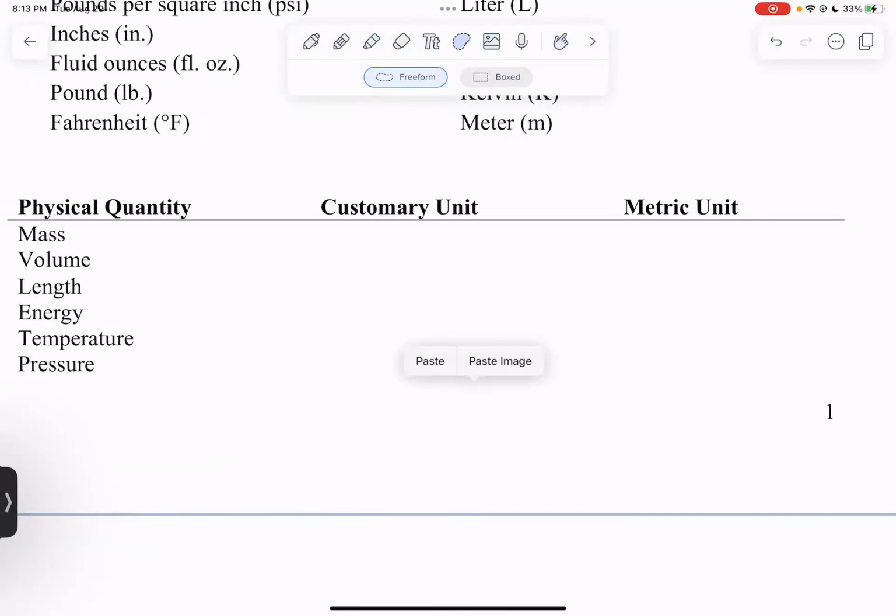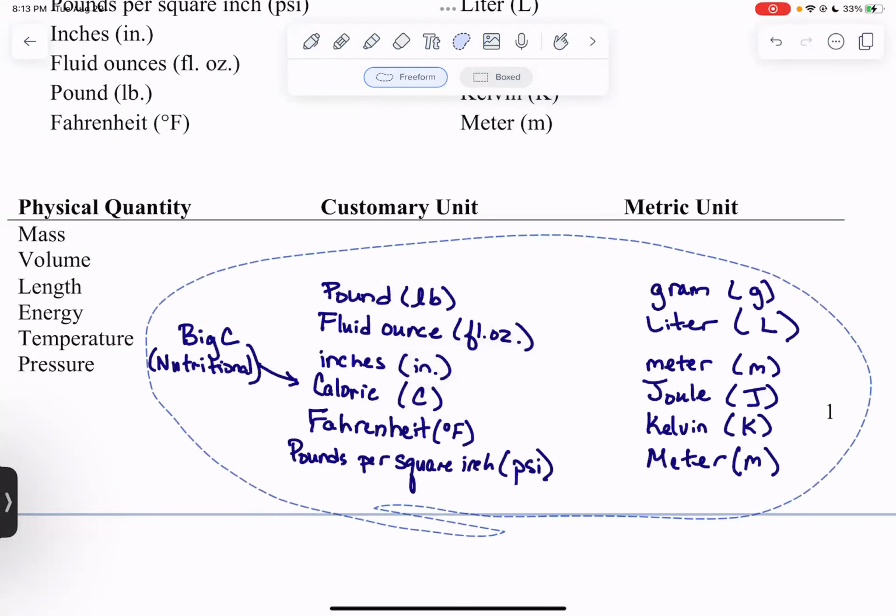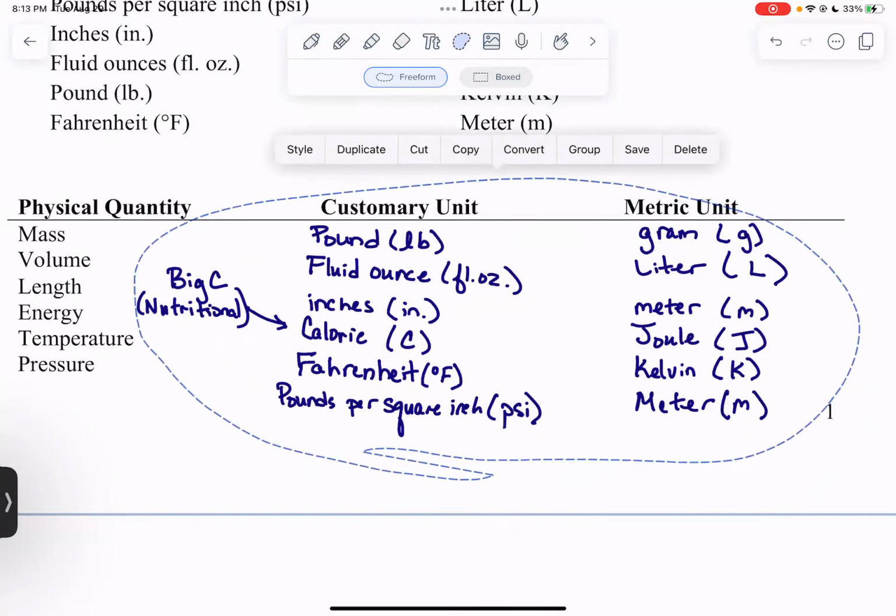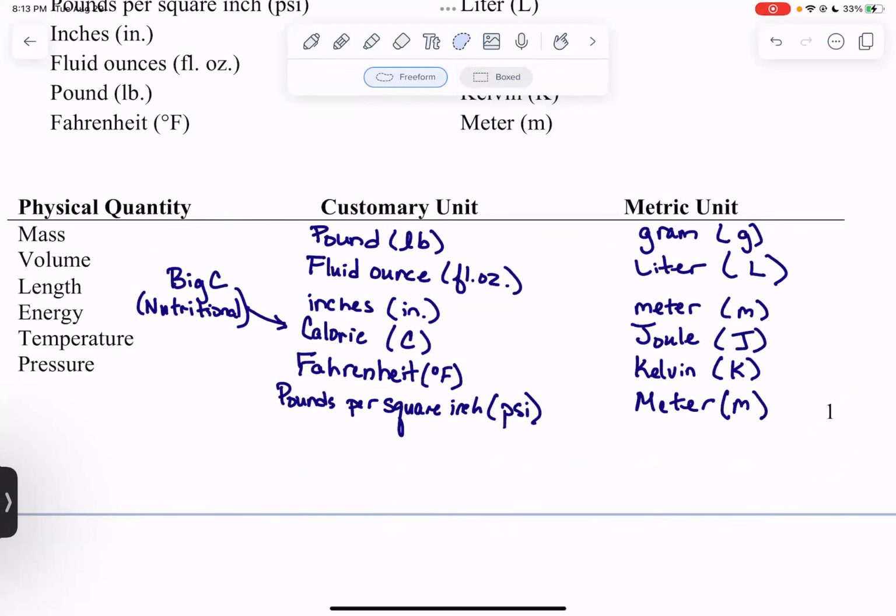So what I just did was, you should have answered this for yourself first, copied and pasted them in. So the customary unit for mass right here is pound. The metric unit is gram. So just to know what's metric and what's not is really important. And you're going to do a lot of pounds to grams in science. Volume is our fluid ounce versus the liter. Length is inches versus the meter.